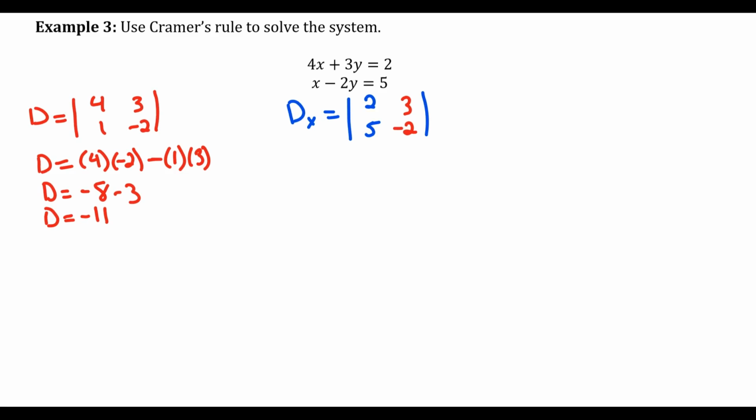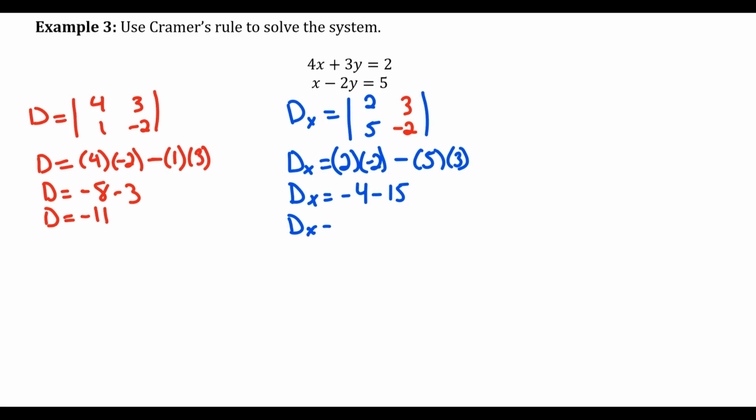So you'll notice that the 3 and the negative 2 stayed. I changed the x column, which we're finding D sub x. So now D sub x is 2 times a negative 2 minus the 5 times the 3. So D sub x is equal to a negative 4 minus 15. So D sub x is a negative 19.